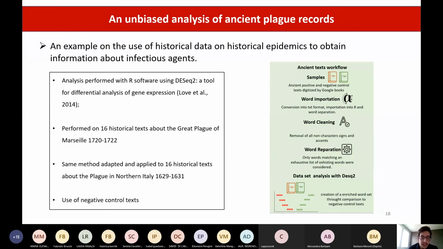So we collected text written by people that directly witnessed two epidemics from the second pandemic, the Great Plague of Marseille and the Plague of Northern Italy of 1630, which is the famous plague epidemic that Alessandro Manzoni made famous with I Promessi Sposi, and compared the words inside these texts with the words inside control texts, which are texts written by people in the same time period, in the same location, but not talking about plague, but talking about other things like general medicine, agriculture, and sports.